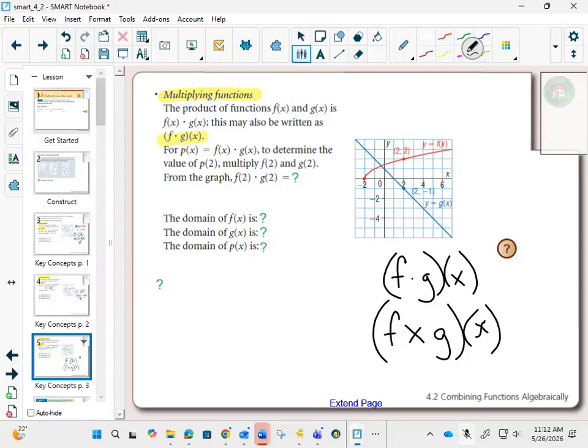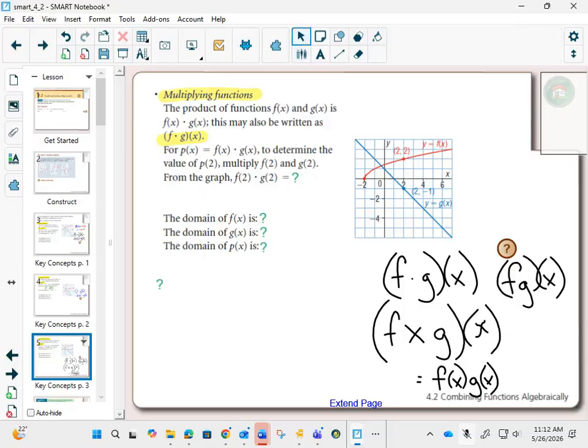Like, they use that kind of X. Sometimes I've seen it just with them beside each other. All of those are the not nice notation. If you see the not nice notation, all of these mean f of x times g of x. That's much nicer to work with. So if I did f of 2 times g of 2 and multiplied that out, I would get -2.